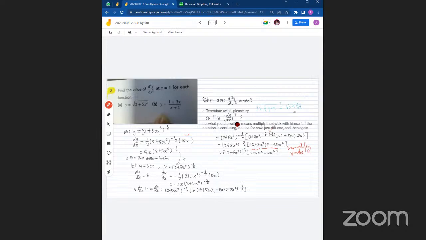I guess you can do that, Kyoko. Yeah, that's fine. What you're doing is fine. Okay, you can check the answer key.